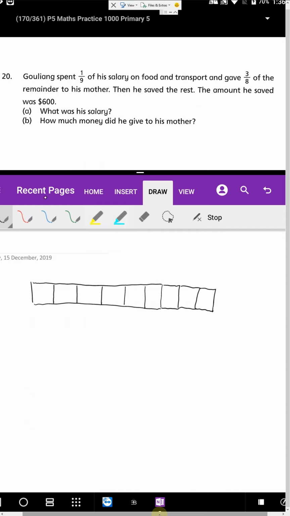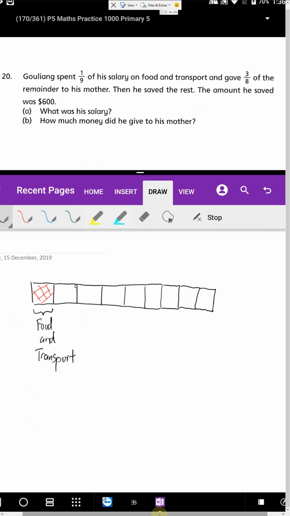Okay, now I'm gonna shade the first part for you to indicate that this is the food and transport. Okay, we have done for this.